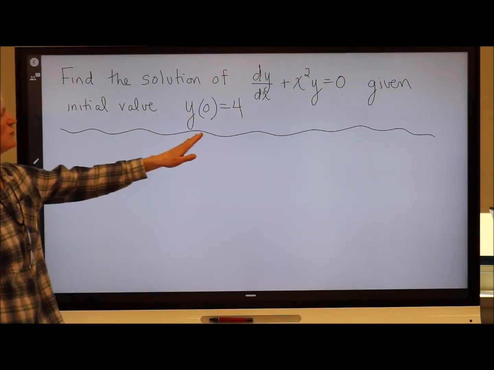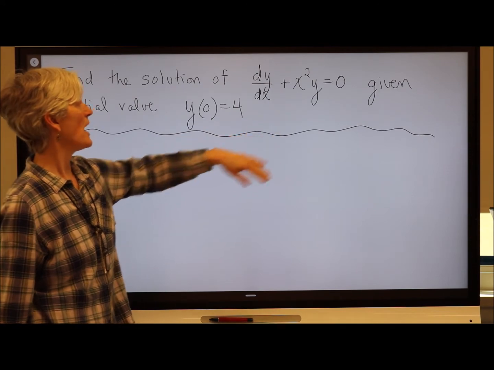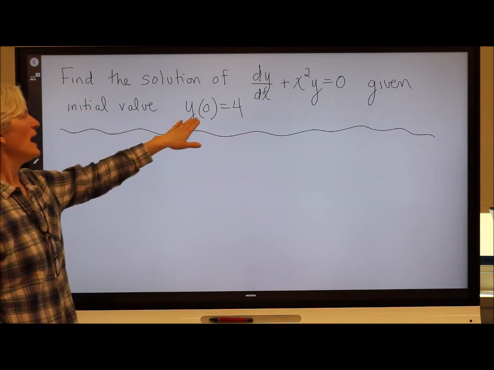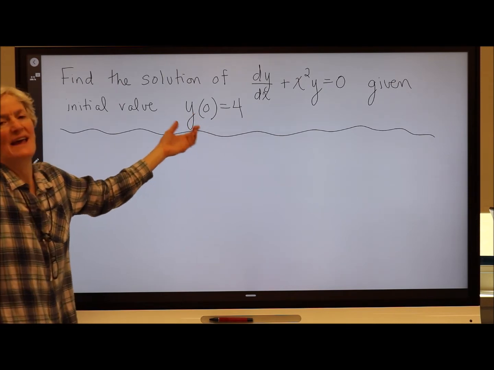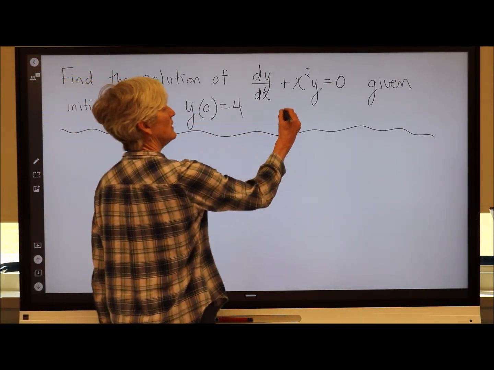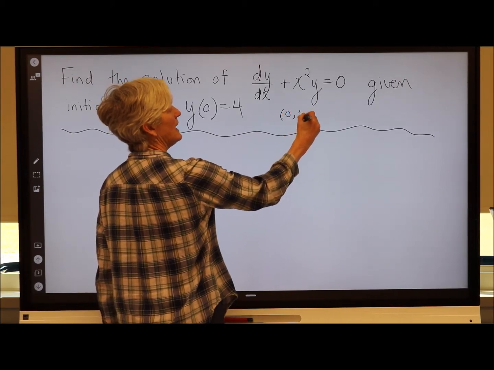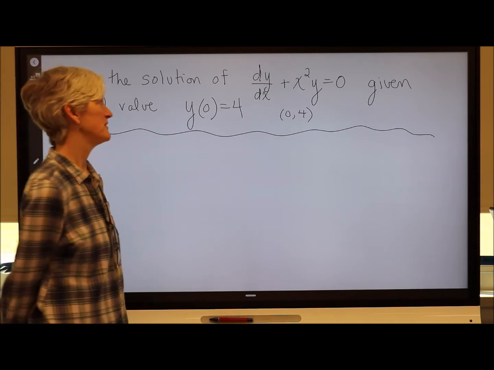We're going to find the solution of the differential equation dy/dx plus x squared y equals y, given the initial value y of 0 equals 4. That's kind of funny notation. That's just like f of 0 equals 4. In other words, 0 is your x, and 4 is your y in your specific solution.